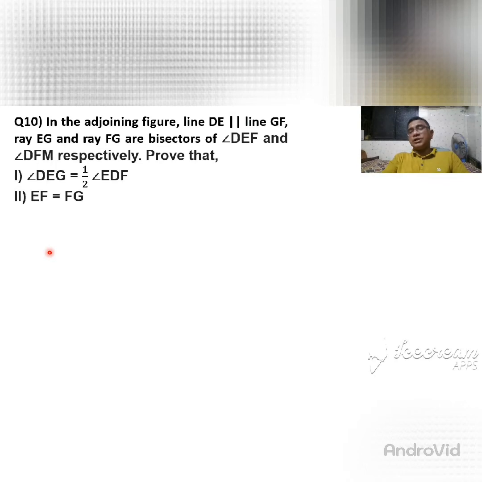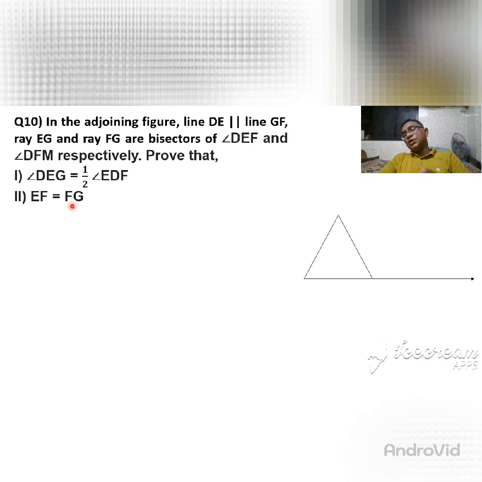Then we are going to see the last problem. So problem number 10. In the adjoining figure, line DE is parallel to line GF. Ray EG and ray FG are bisectors of angle DEF and angle DFM respectively. Prove that, what do you want to prove? Angle DEF is equal to half of angle DFM. EF is equal to FG. That you want to prove.